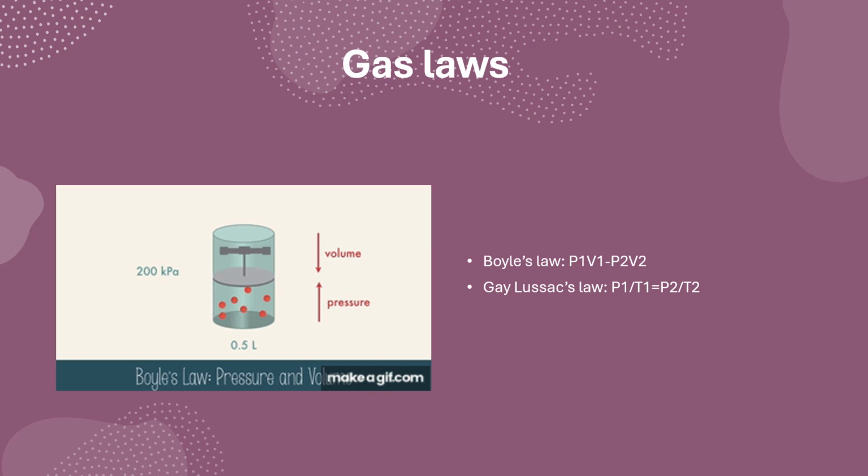The Gay-Lussac law is very similar to Charles' law. The main difference between Charles' law and the Gay-Lussac law was in the experiment. For example, the container in Charles' law was flexible, whereas it was rigid in the Gay-Lussac experiment.